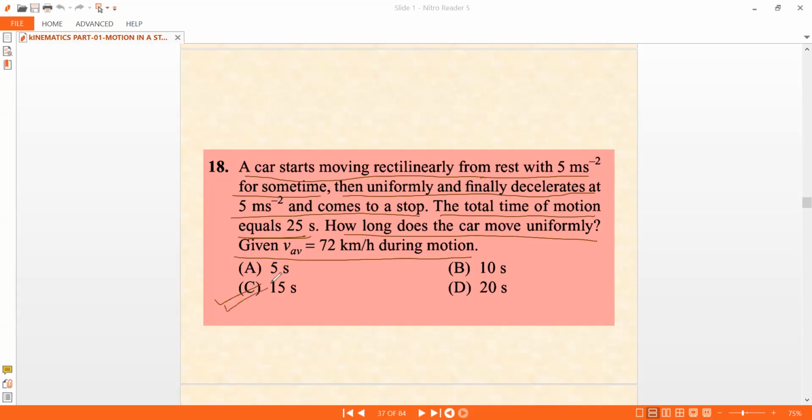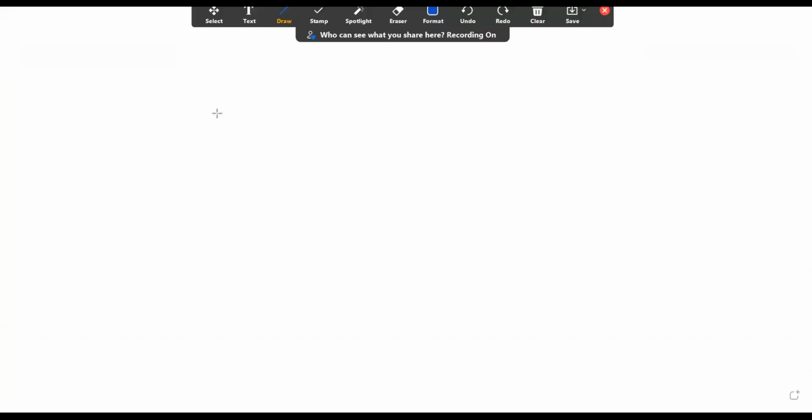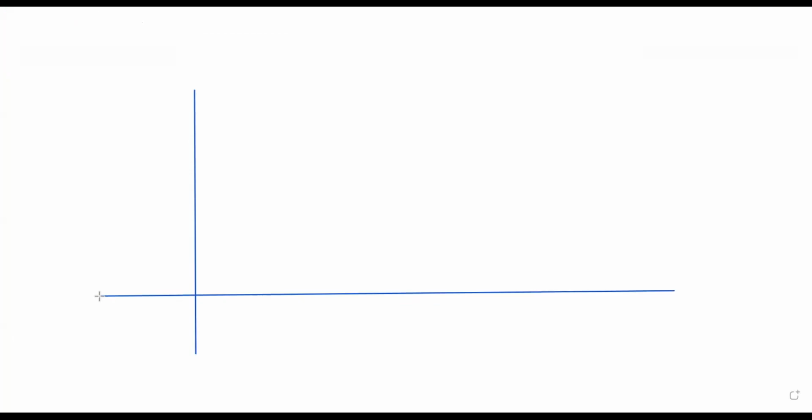The answer is C, 15 seconds. So how it is 15 seconds is what we discuss right now. Here the concept is we have to understand the velocity time graph. So it's the velocity on the y-axis and time on the x-axis. This is what we have.